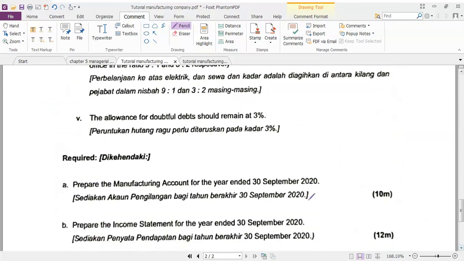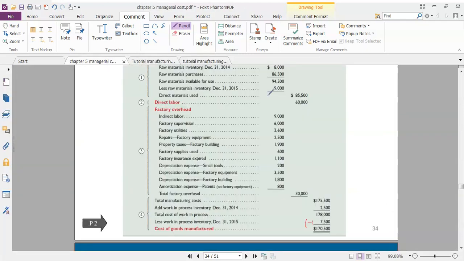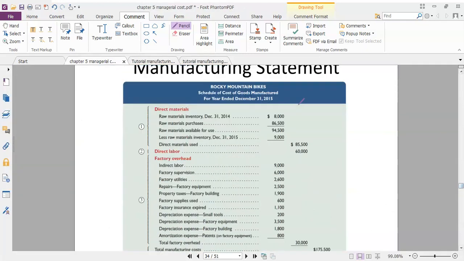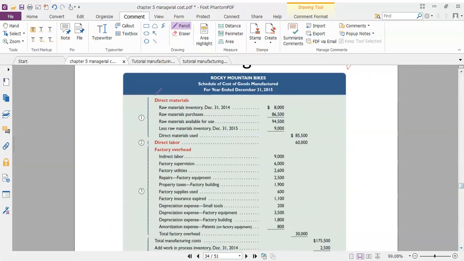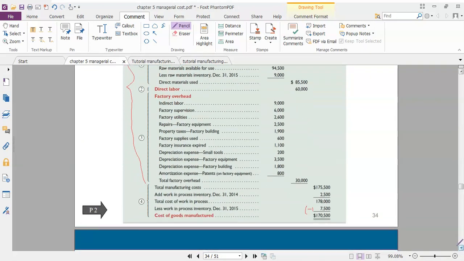So tengok kepada requirement by the question: A is to prepare manufacturing account for the year ended 30th September, and also prepare income statement for the year ended 30th September. So, if you look here, apa yang kita nak kena buat adalah ikut pada manufacturing company punya statement. Okay, manufacturing account samalah dengan manufacturing company punya format. You kena tengok format ni untuk tahu macam mana cara kita nak buat manufacturing account. Lepas tu income statement macam biasa.